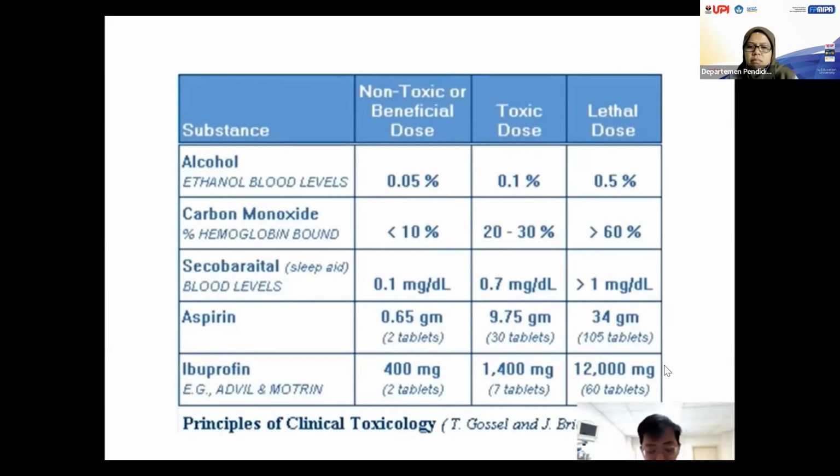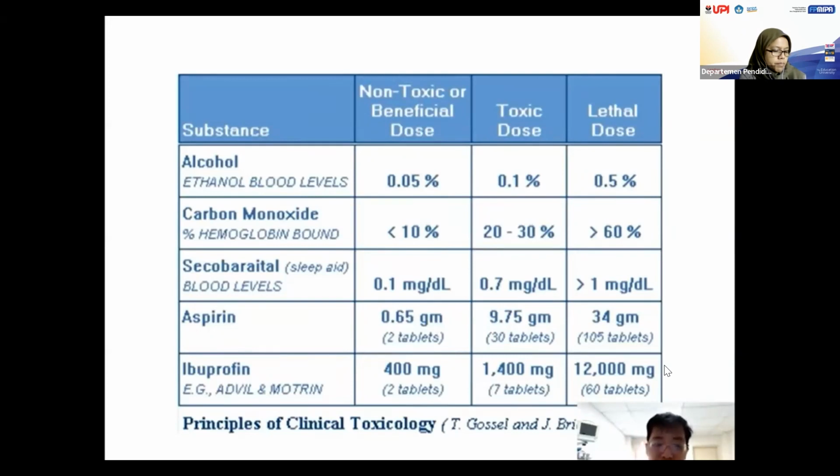So of course you will start to ask, okay, how can we know which amount will cause a toxic or lethal effect? All this data we get from the dose response relationship. Someone must study this kind of thing. They use the dose response relationship to determine at which dose it will cause the non-toxic effect.